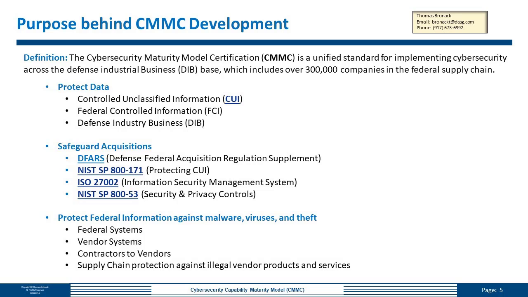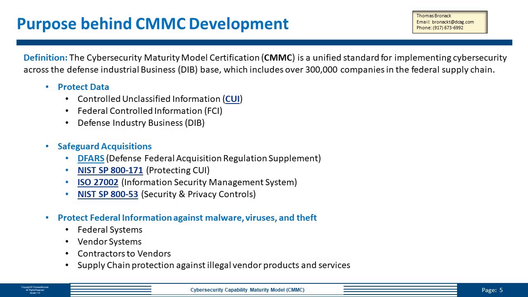Purpose behind CMMC development. The CMMC model is a standard that all defense industry companies must adhere to in order to obtain, or continue, government contracts. It has 3 major areas of concern, which are: protect data, including controlled unclassified information and federal controlled information, for all defense industry-based contractors that store, use, or transport government data. Safeguard acquisitions, through standards included in DFARS, NIST SP 800-171, adherence to ISO 27002, and adherence to NIST SP 800-53.